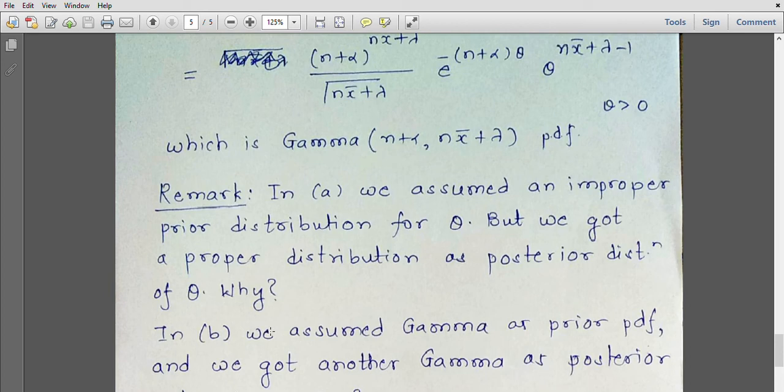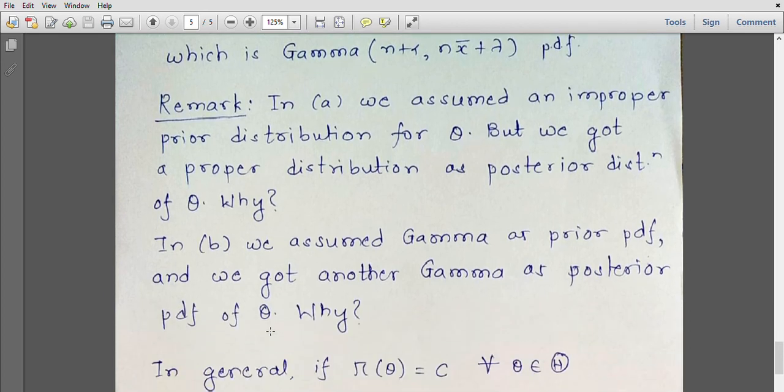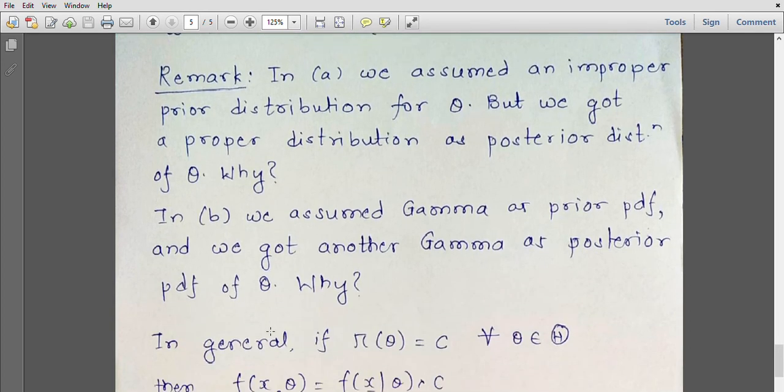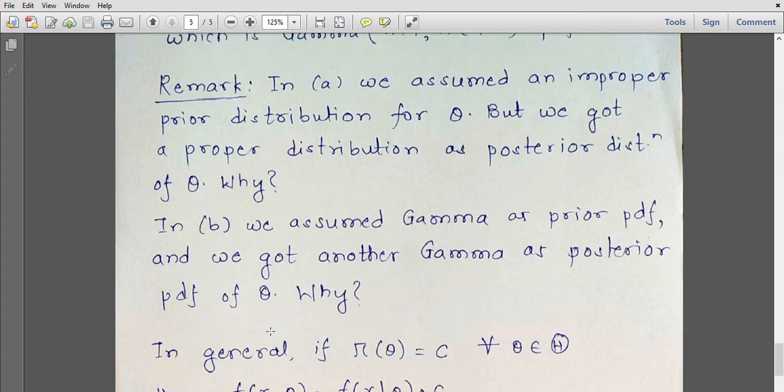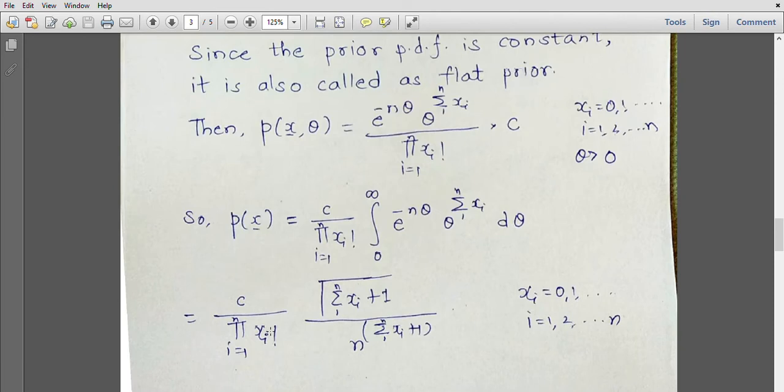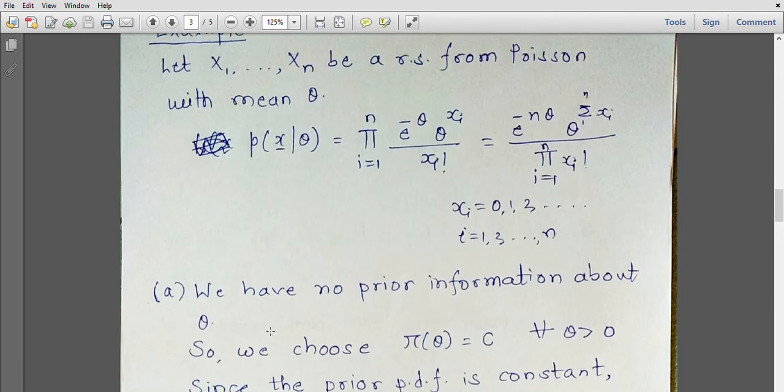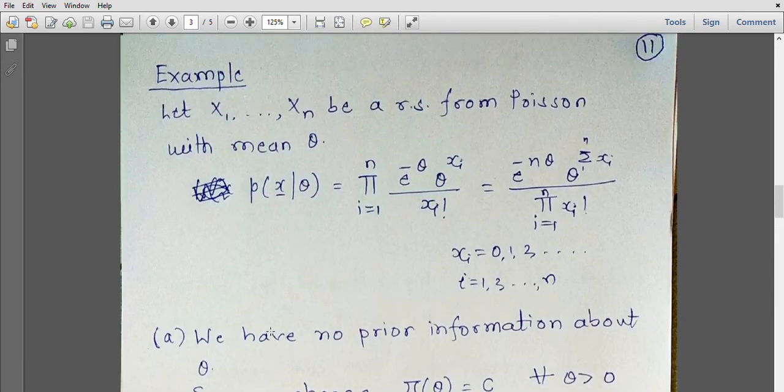Now the second remark is that if I start with a gamma distribution as the prior distribution of theta, I end up getting another gamma as the posterior distribution of theta. Why does this happen? This I would like to explain. For this, let us go back a couple of pages. Have a look at the distribution of the xi's. It's a Poisson PMF, so a product of Poisson PMFs.